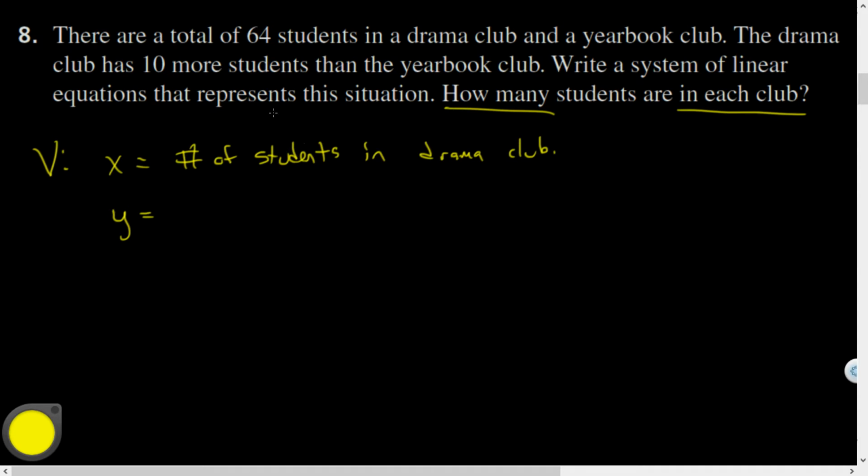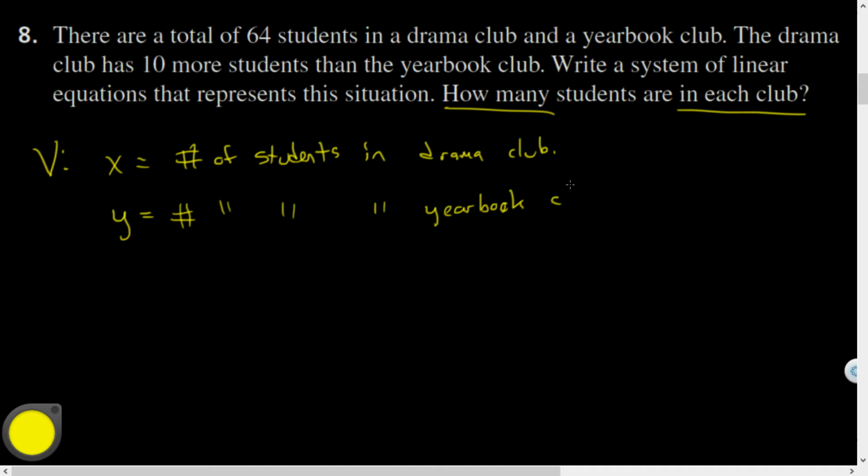But we're going to solve it using a system, and solving by substitution will work when the numbers are so unfriendly that I would never be able to just have a little trick to figure it out. All right. So let's see. Y is going to be the number of students in yearbook club.